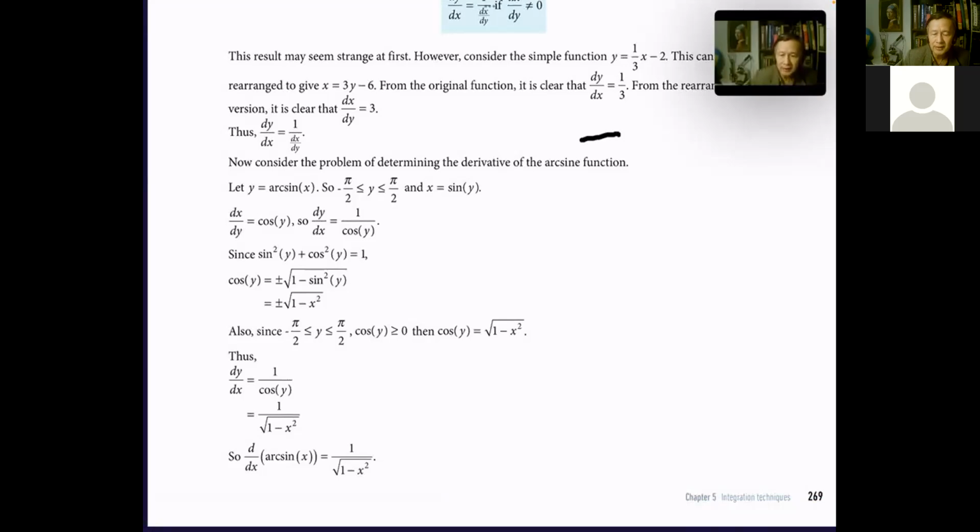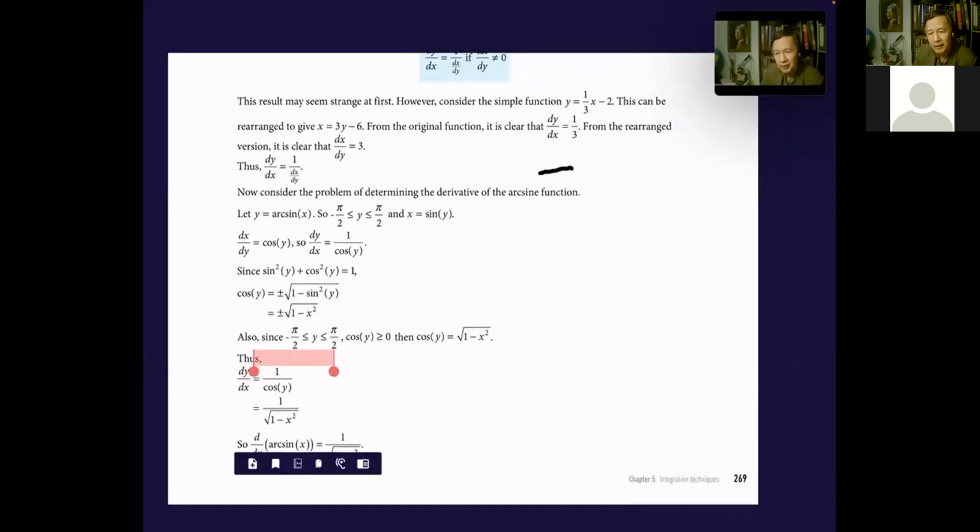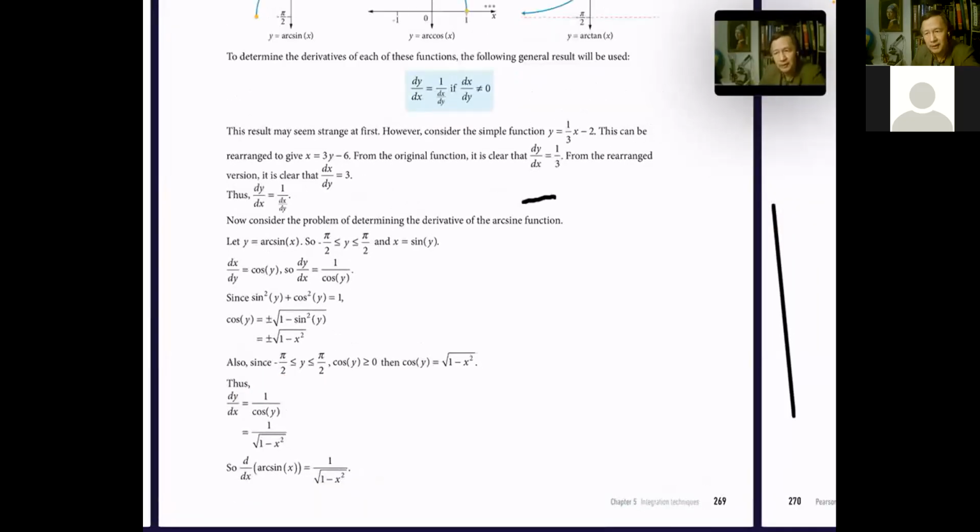Because they already obtained this result, what you need to know is that you just rewrite the cosine in terms of the sine. I think this is a very interesting formula. Do you have any trouble reading through this demonstration?